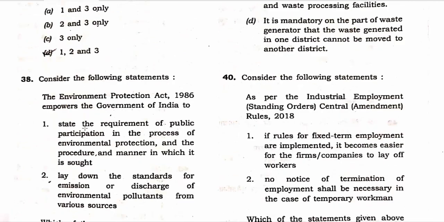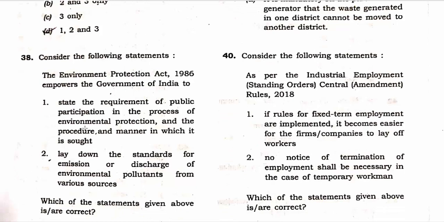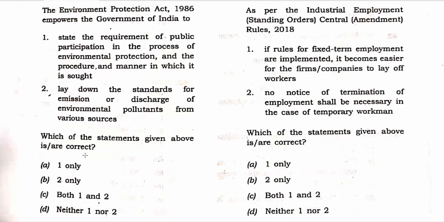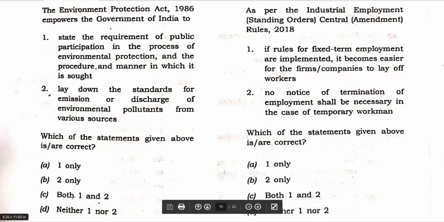38. Consider the following statements. The Environment Protection Act 1986 empowers the Government of India to state the requirement of public participation in the process of environmental protection and the procedure and manner in which it is sought. Second, lay down the standards for emissions or discharge of environmental pollutants from various sources. If you see, both are correct. Nowhere do you have complicated statements or extreme statements. So the answer is C, both 1 and 2.